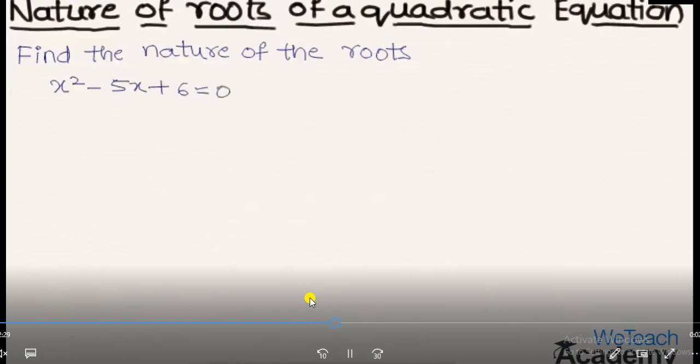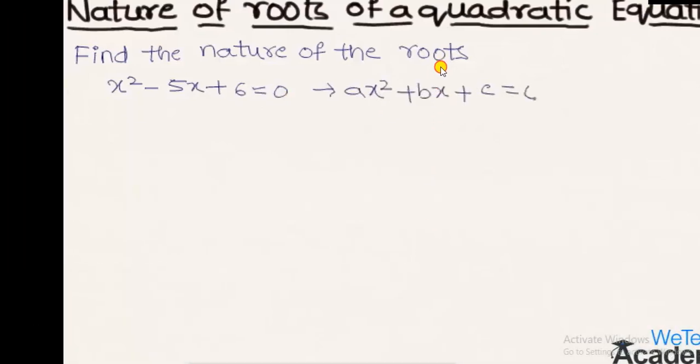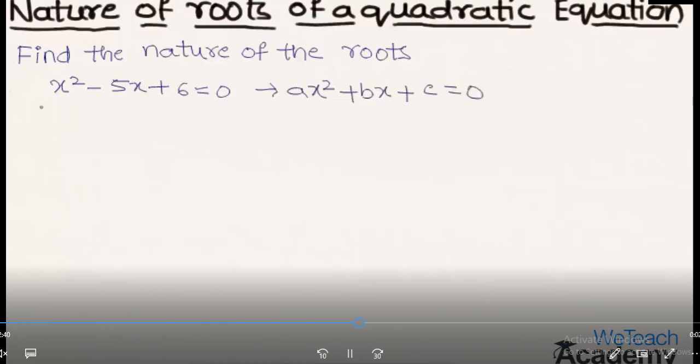Now let us see one more question here. x square minus 5x plus 6 equals 0. What we will do, first of all, is compare it with the standard equation ax square plus bx plus c equals 0. This is our standard equation. On comparing, we get a equals 1, b equals minus 5 and c equals 6.